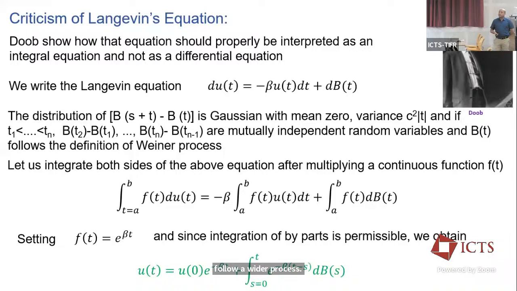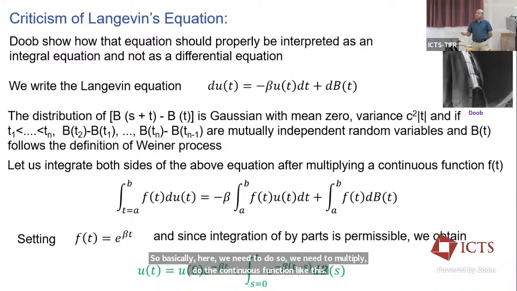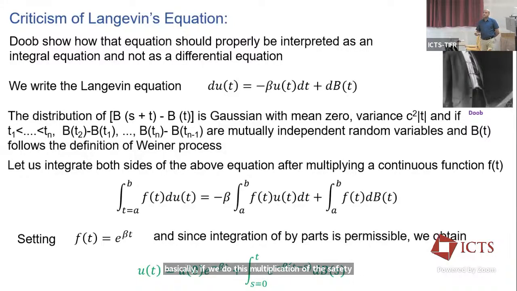So how do we do this integration? This is a stochastic differential equation, and this integration is not the way we have learned in high school or undergraduate courses. Here we need to multiply it with a continuous function like this F(t), and then take the integration. If we do this multiplication, then integration by parts is possible, and we can write it in compact form. In this case, we can take F(t) equal to e to the power of beta t, and finally we can write the solution of this equation in that form.